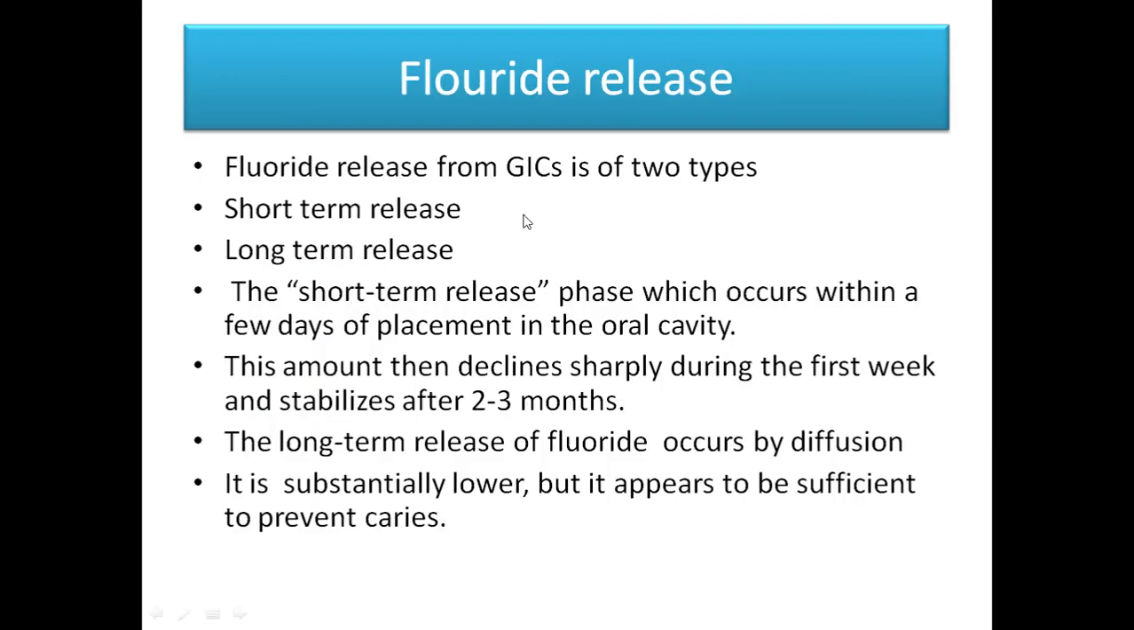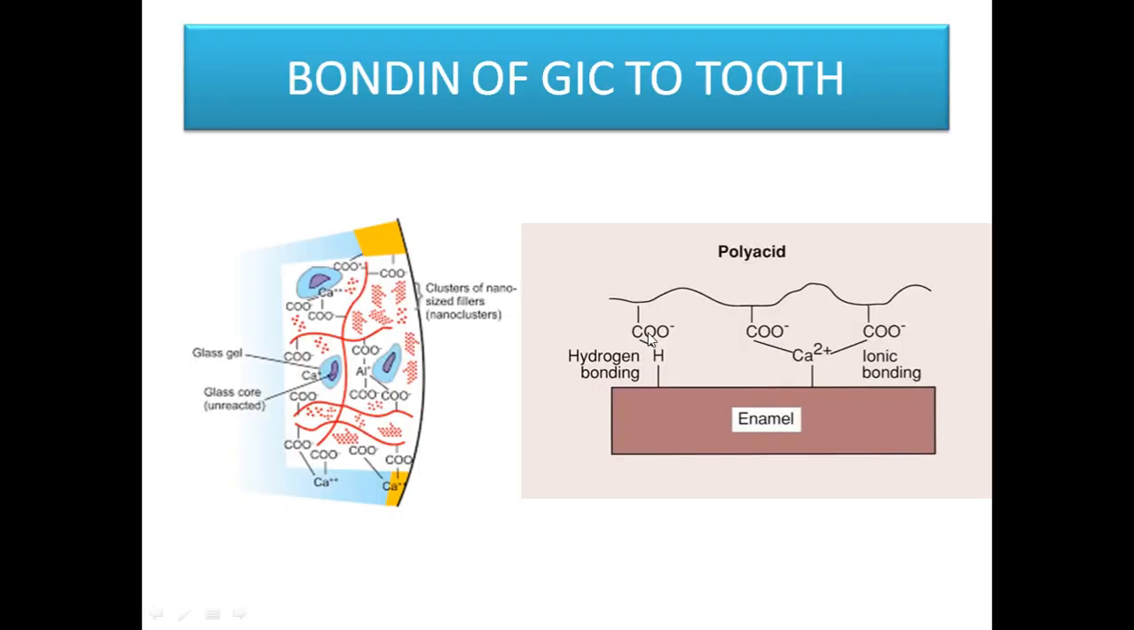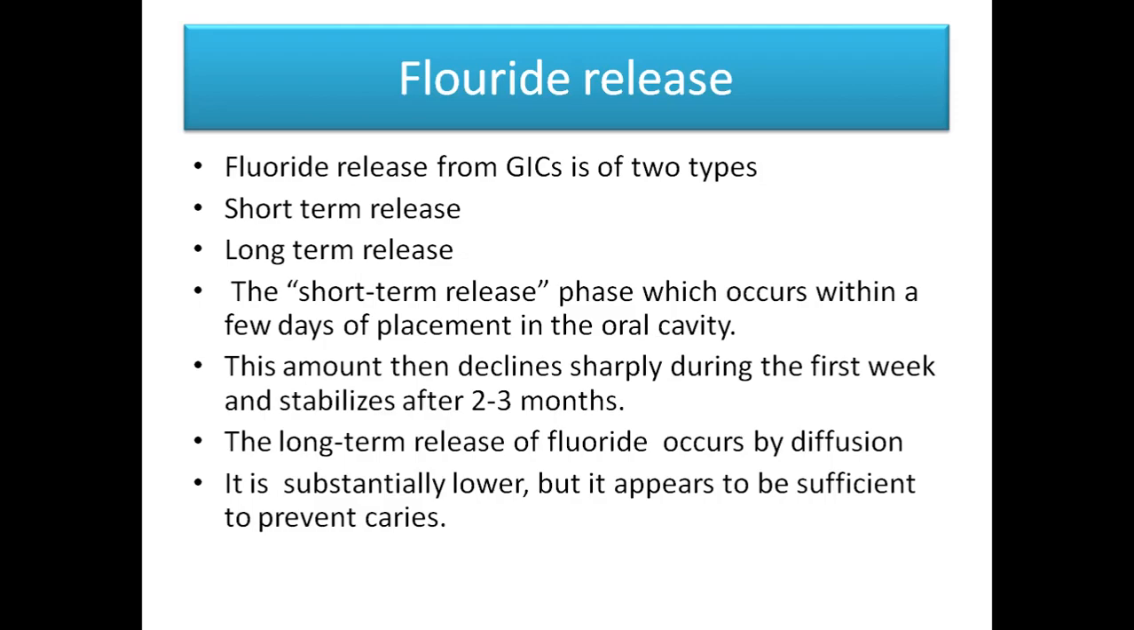Fluoride release. Generally, the fluoride is present in the set cement. The ions that do not take part in the reaction are fluoride and sodium ions. These fluoride ions later are released into the oral environment. There are two types of release: the short-term release and the long-term release.